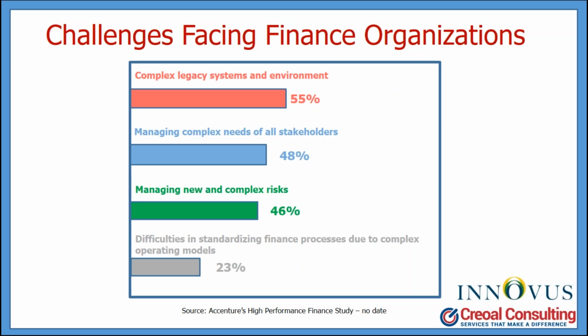Managing new and complex risks, what we found folks mean by that is legislative changes. There are obviously new FASBs coming out with regard to revenue recognition. They're in effect, and we're going to have to start reporting on those as soon as January. So having tools that are old and outdated certainly makes that process more complicated. And then, of course, you've got modernizing finance processes due to complex operating models. That really is an outcome of number 1, complex legacy systems. Trying to organize those legacy systems into a single tool set is a challenge and is what takes the close process a lot longer than it should.